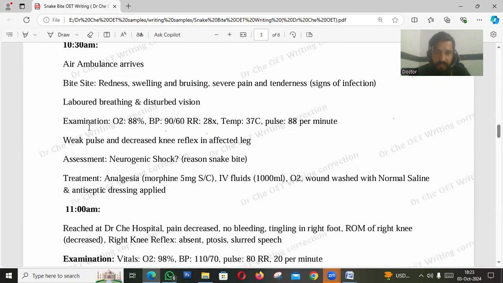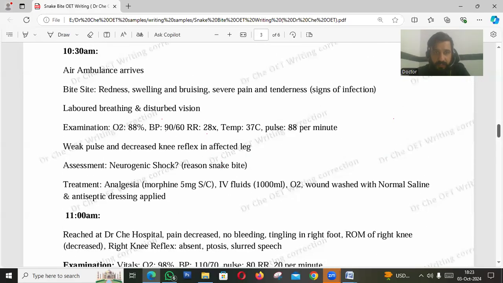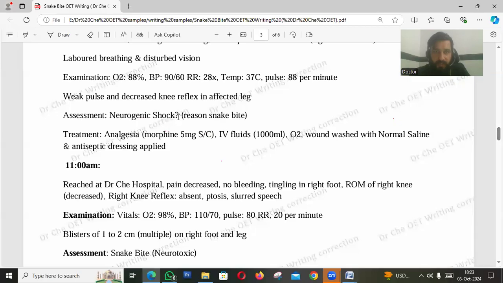Her examination showed saturation this, blood pressure this, temperature this, and pulse this. There was a weak pulse and decreased knee reflex in the affected leg. On assessment, it was neurogenic shock, and there is a question mark here with neurogenic shock. Why is there a question mark with neurogenic shock?